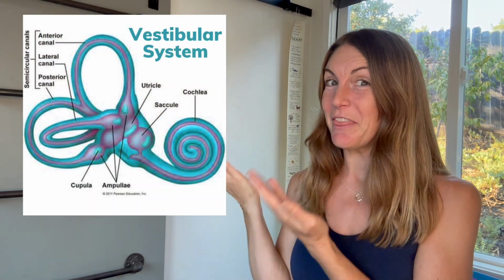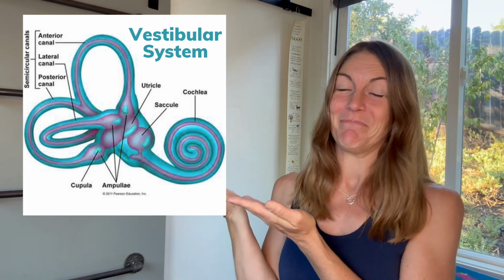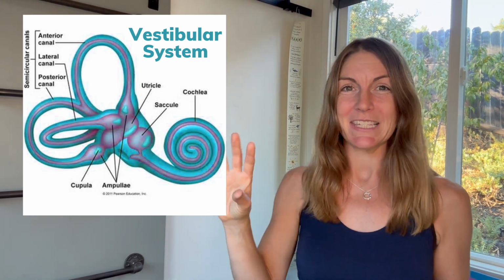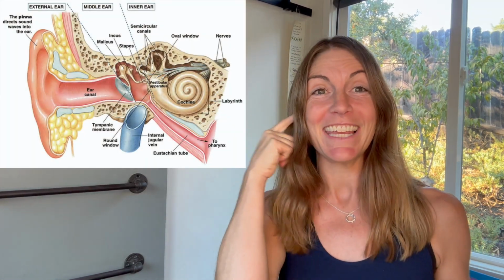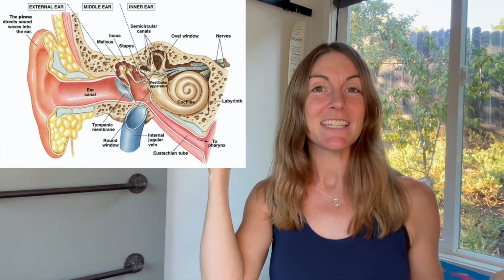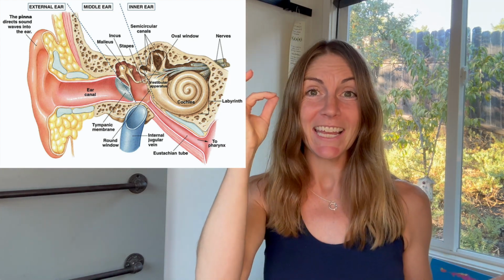All right, so this is your vestibular system. Let's take a look at these different pieces of the anatomy and we can talk about each one a little bit in detail. Just a reminder, your vestibular system lives inside your inner ear. It is not in the canal, it's set inside bone.